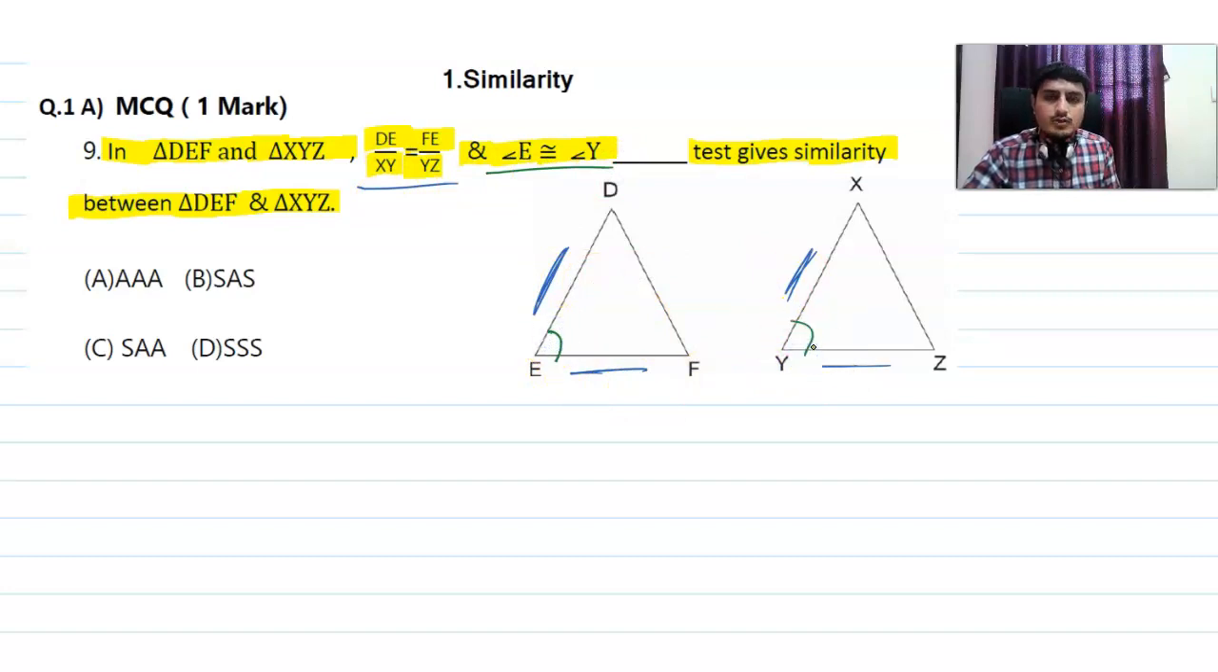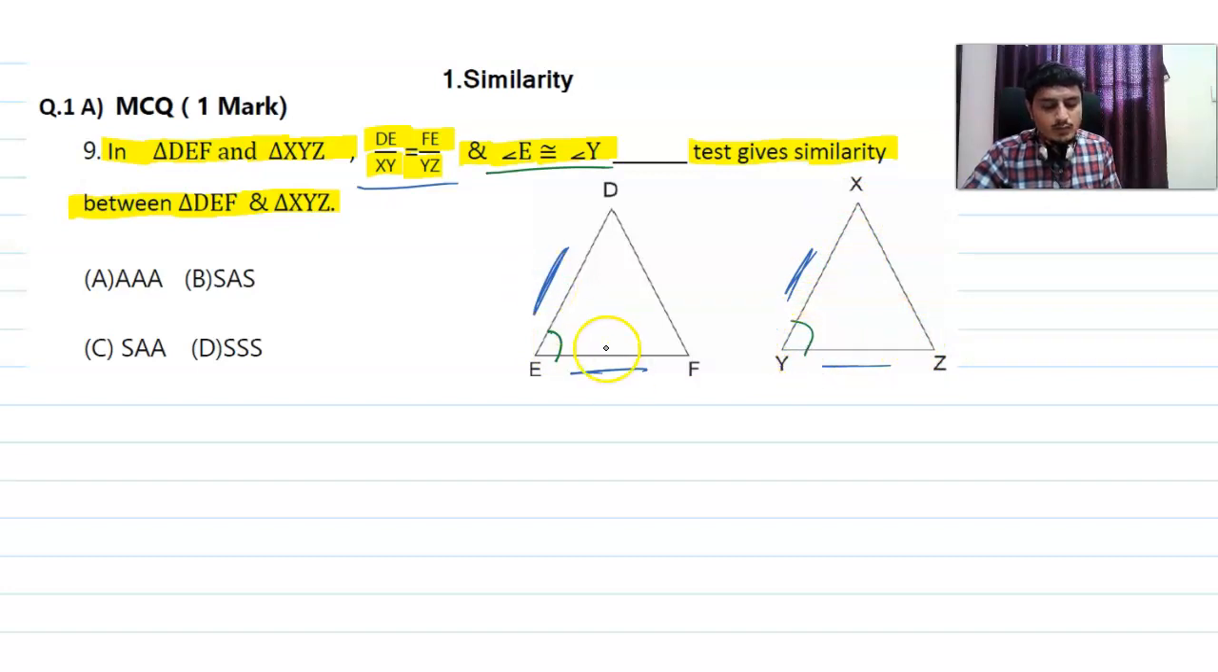So we have the ratio of the sides DE and EF, whose included angle is angle E. What is meant by included angle? The angle formed by the sides DE and EF is known as the included angle of the sides DE and EF, that is angle E. While we have XY and YZ, their included angle is angle Y.